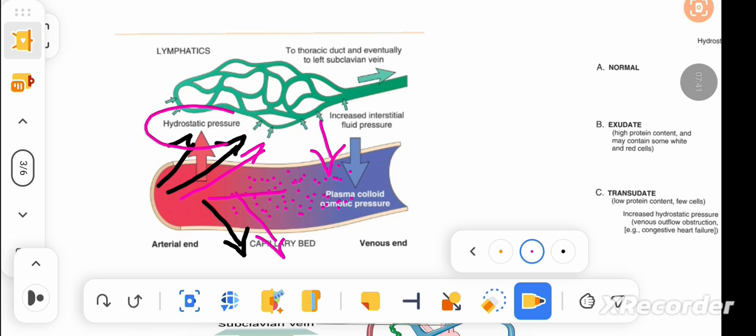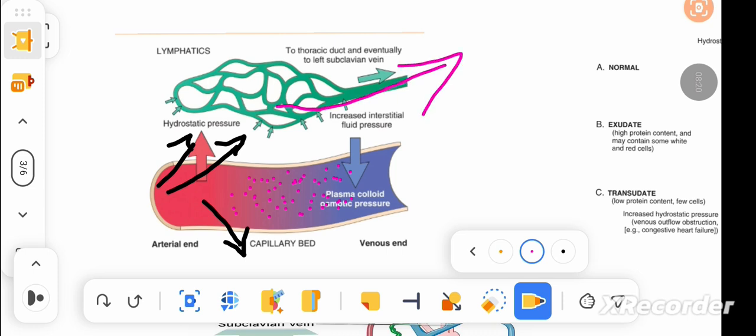Okay, the hydrostatic pressure and the plasma colloid pressure are almost the same. So what will happen is that the plasma colloid osmotic pressure will pull back the fluids which were lost by hydrostatic pressure. Okay, and then the smallest volume of fluid which is left in the interstitium is drained by the lymphatic system.